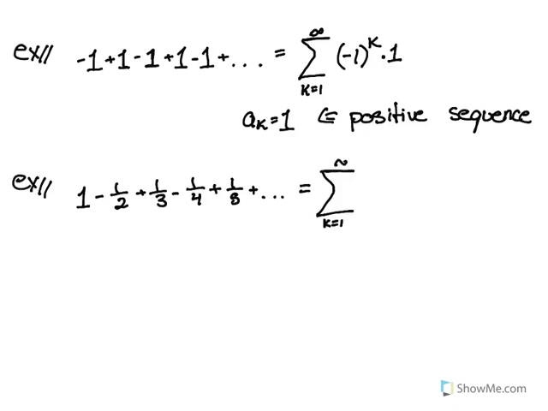starting at k equals 1 to infinity, of (-1) to the... In this case, the first term is positive. So for k equals 1, we want a positive exponent, so this will be k plus 1. When k equals 1, k plus 1 is equal to 2, so the first term is positive. And this is times 1 over k. So here a_k is equal to the sequence 1 over k, which again is a positive sequence.